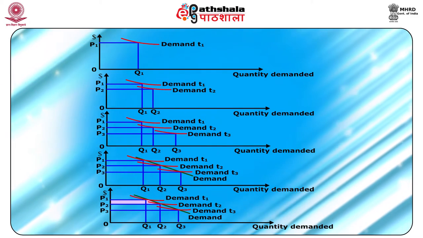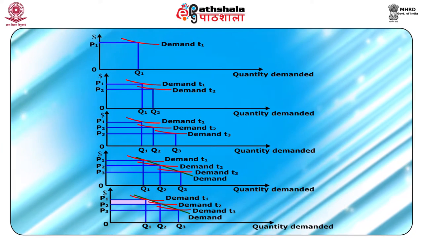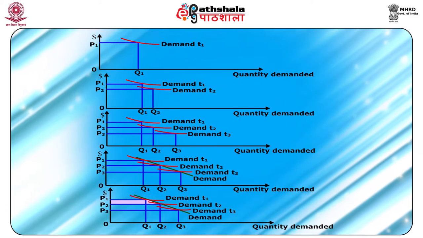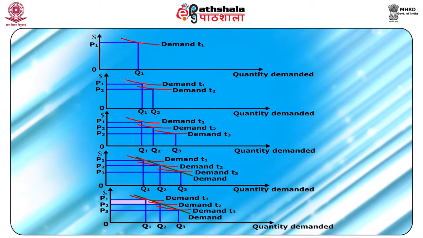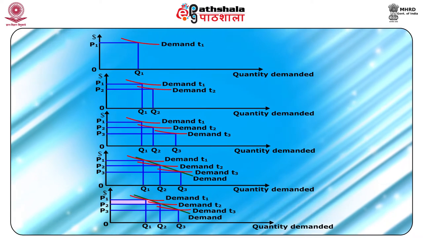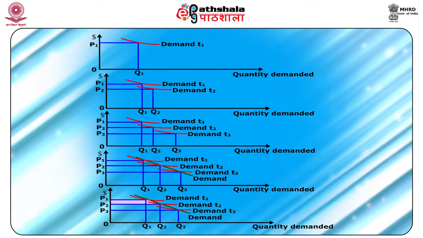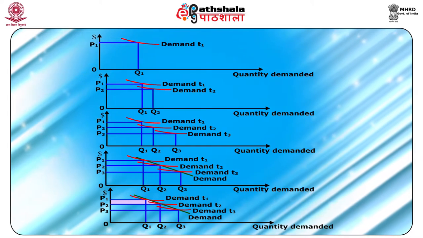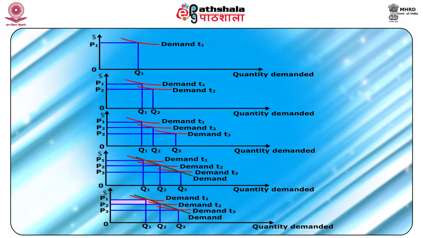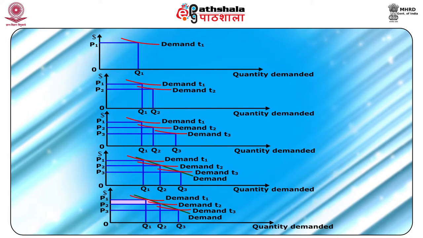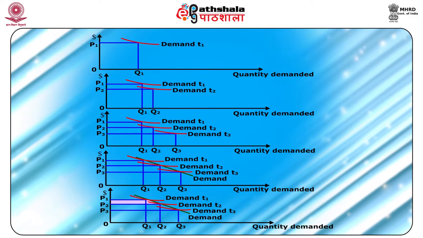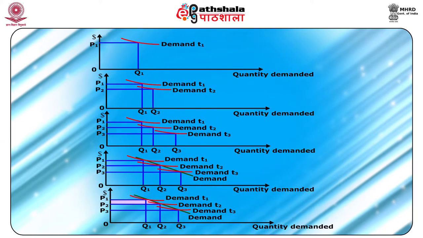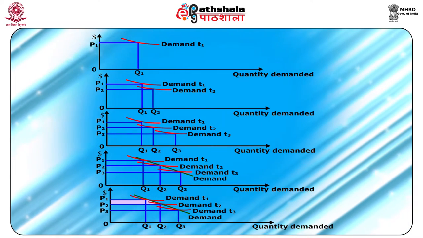Now in the next diagram we see a cascading effect, that as the demand curve goes down, then the price goes down to P2 and the quantity goes up to Q2. Similarly, there would be a downward slide or a shift in the successive demand curves from T1 to T2 to T3, and the quantity demanded would increase from Q1 to Q2 to Q3.